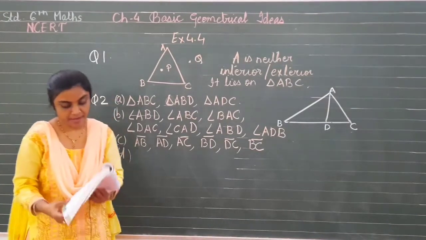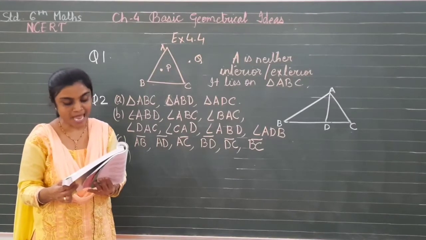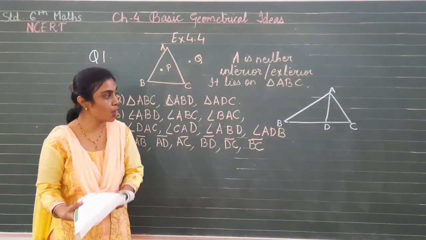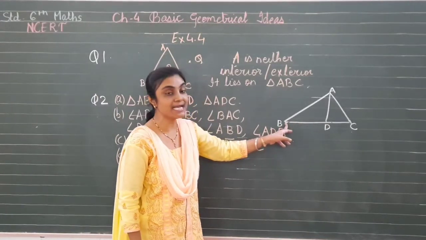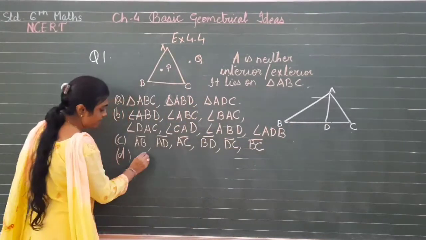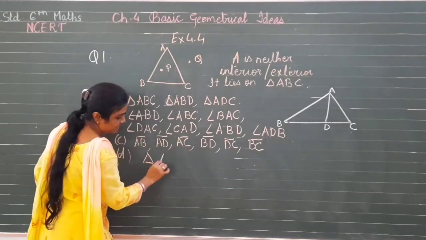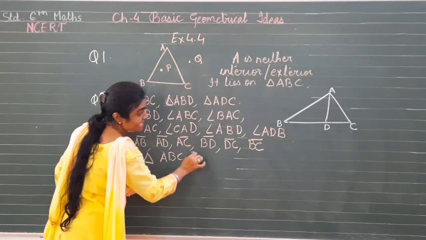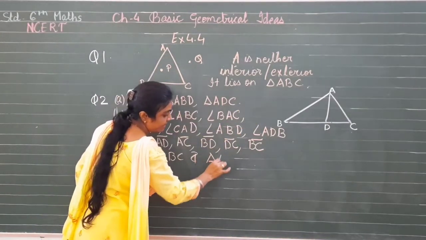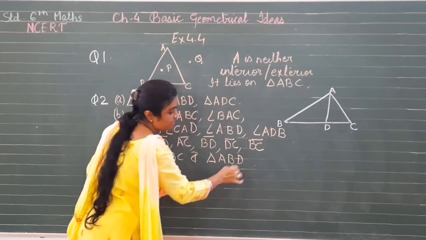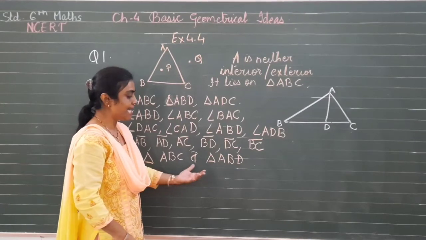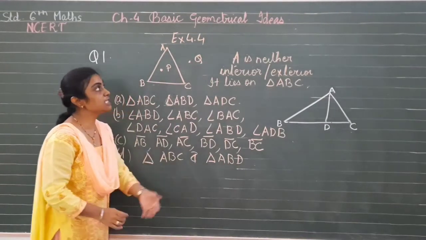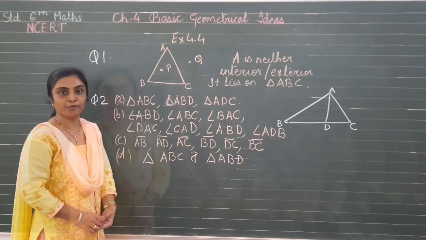D. Which 2 triangles have angle B as common? Now which 2 triangles have angle B as common? So triangle ABC and triangle ABD. So angle B is common in triangle ABC and triangle ABD. So this was about exercise 4.4.